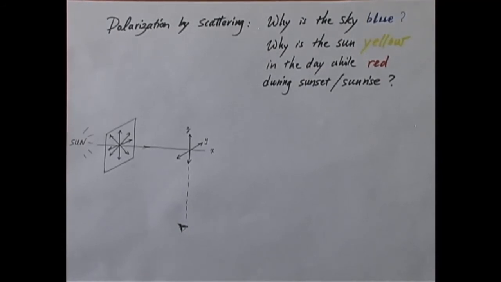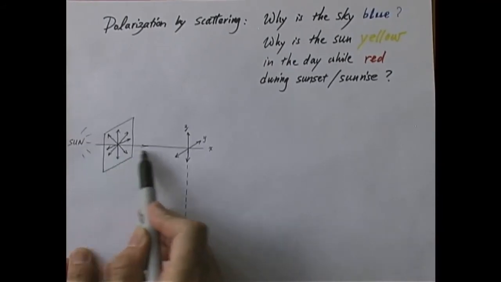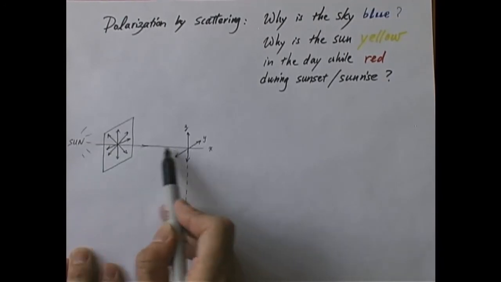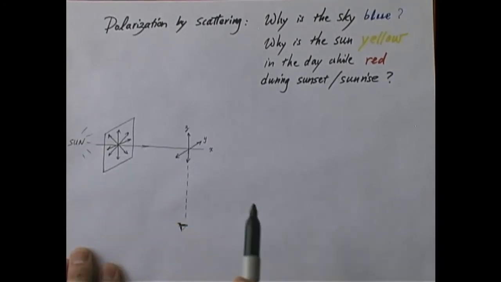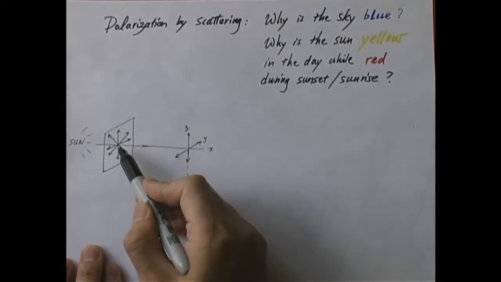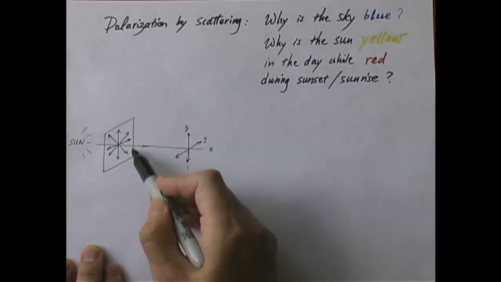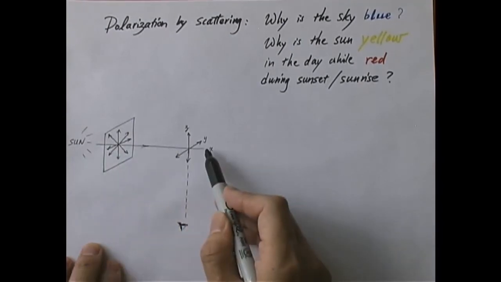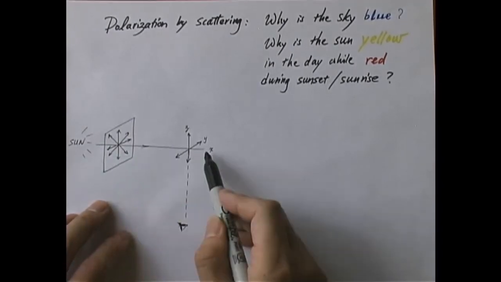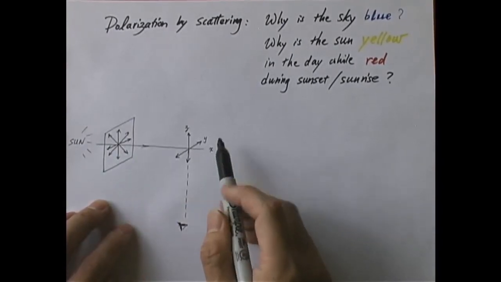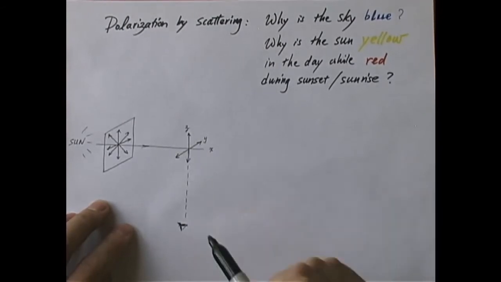Okay, now first of all, light from the sun is not polarized. Suppose light from the sun comes this way. So this is the light ray from the sun coming this way. There is no polarization, which means the electric field is oriented everywhere within the plane that is perpendicular to the direction of propagation, which we call the x-axis. So it can oscillate freely in the y-z direction.